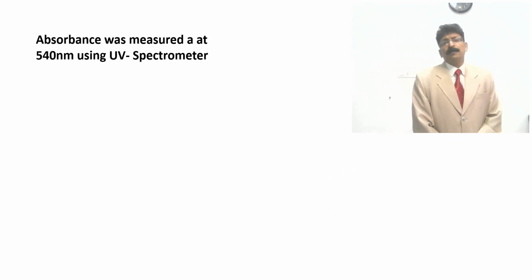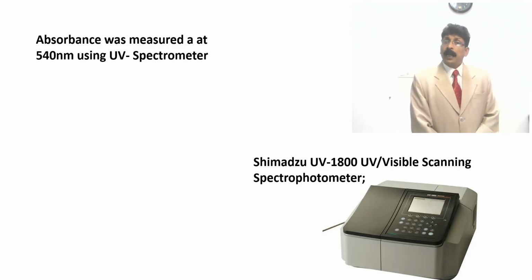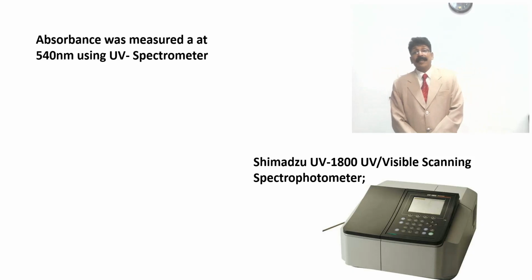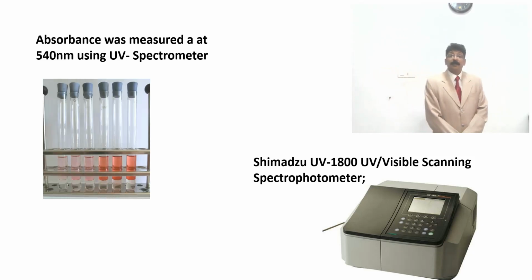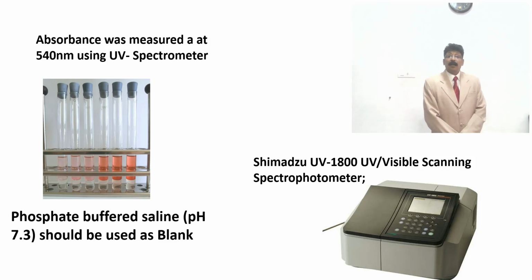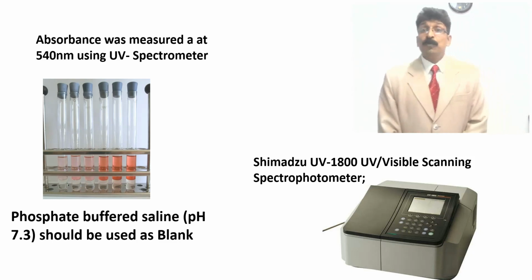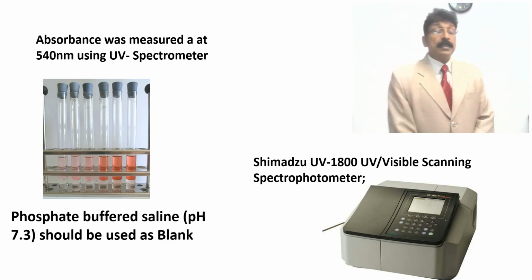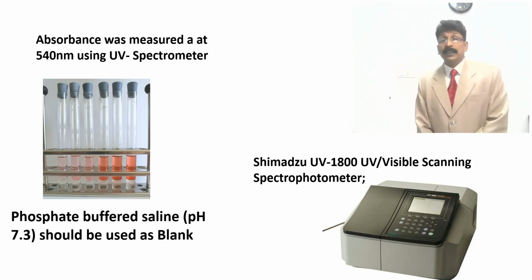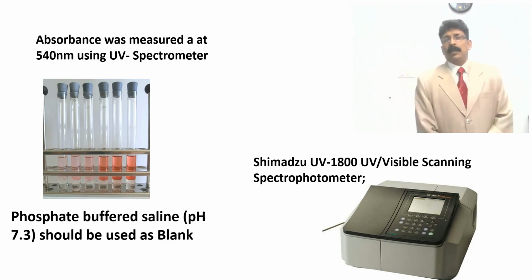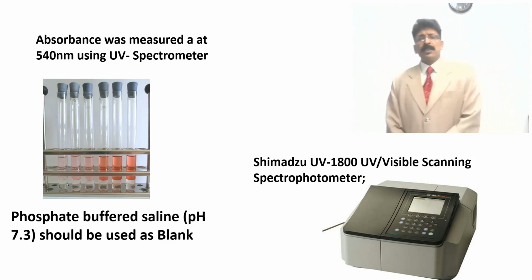Absorbance was measured at 540 nanometer using a UV spectrophotometer. The Shimadzu UV 1800 UV-visible scanning spectrophotometer is the one we have used. Various samples have been prepared, and the phosphate buffer saline pH which you have prepared and used for various dilutions from the beginning of the experiment should be used as a blank, because the instrument needs a blank to find out the absorption of any solution which you prepared.